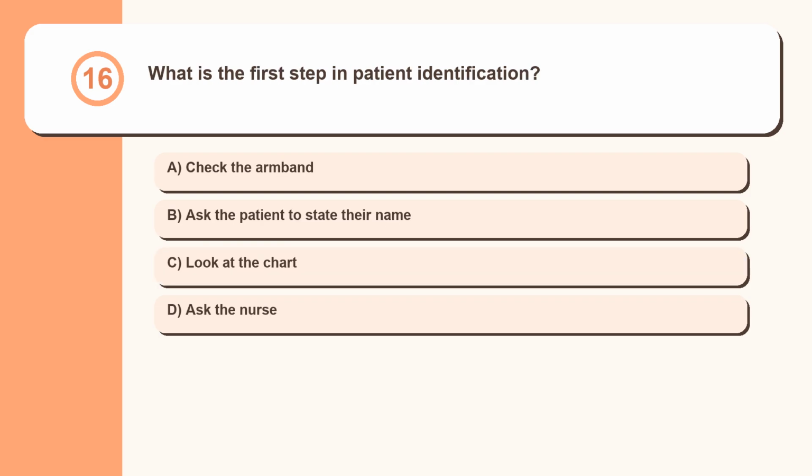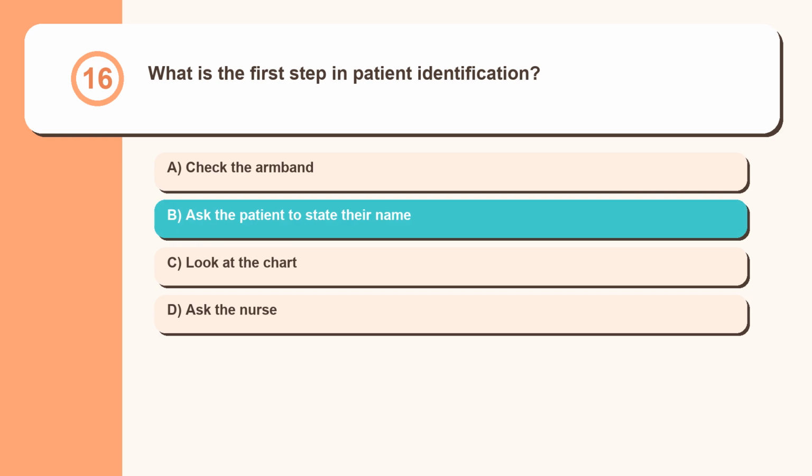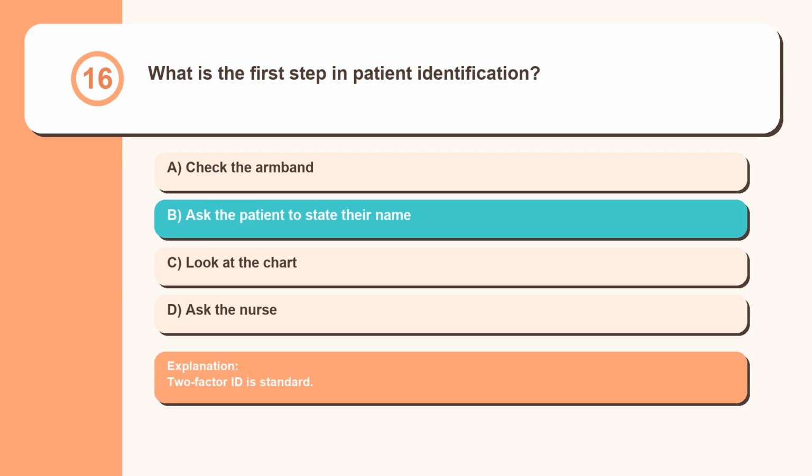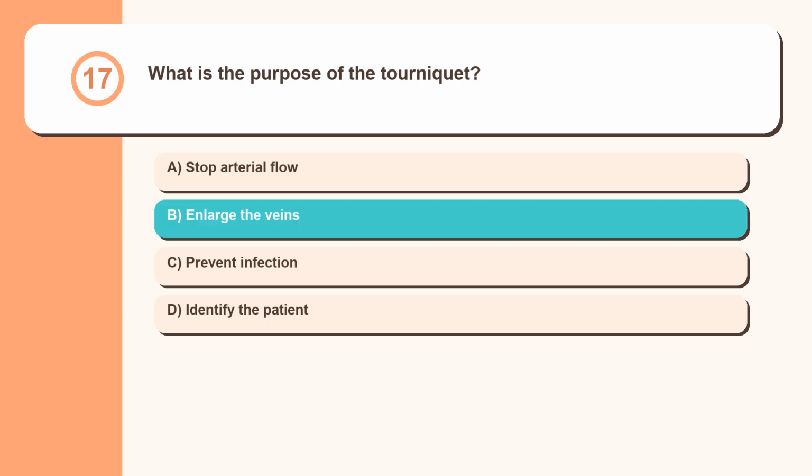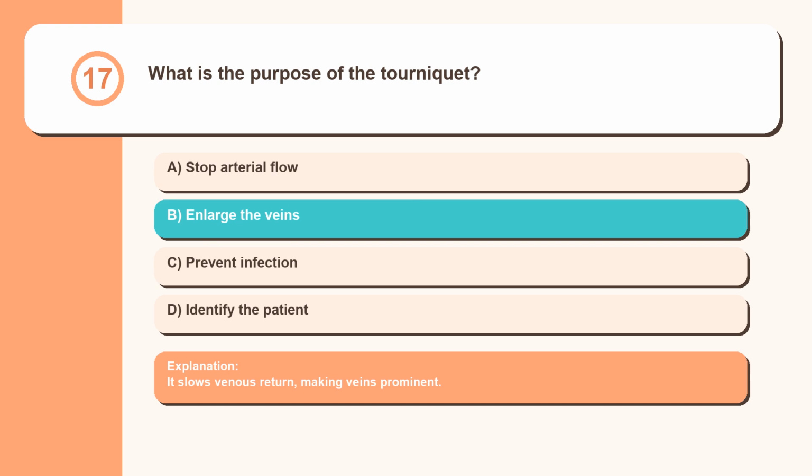Question 16. What is the first step in patient identification? Check the armband. Ask the patient to state their name. Look at the chart. Ask the nurse. Two-factor ID is standard. Question 17. What is the purpose of the tourniquet? Stop arterial flow. Enlarge the veins. Prevent infection. Identify the patient. It slows venous return, making veins prominent.